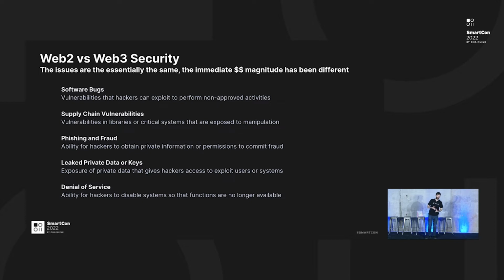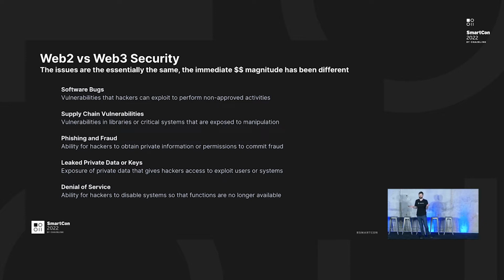We're still getting software bugs that give people access they shouldn't have. We're still seeing supply chain vulnerabilities, where a lot of the dependencies in your code create issues you couldn't foresee outside the scope of your own code. So you have to worry not just about what your code is, but also all the packages and libraries, and even on-chain dependencies like DEXs and oracles and other things like that. We're seeing phishing and fraud.